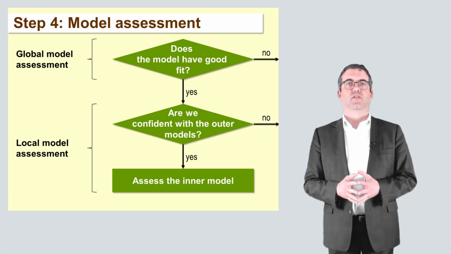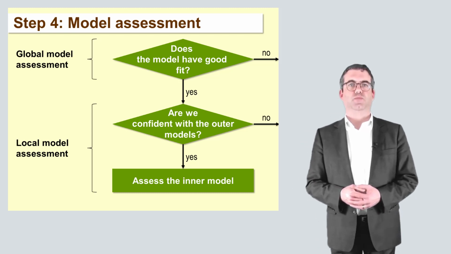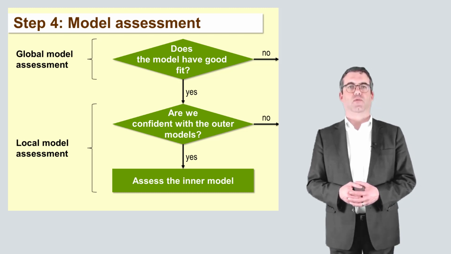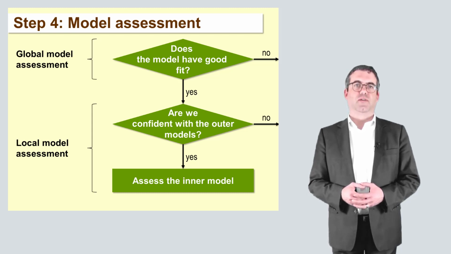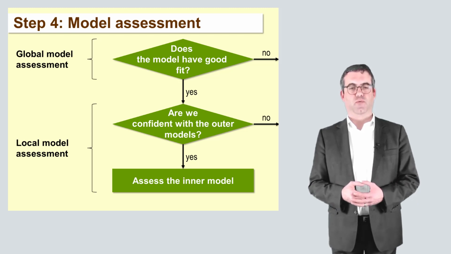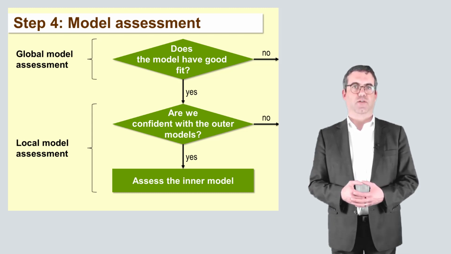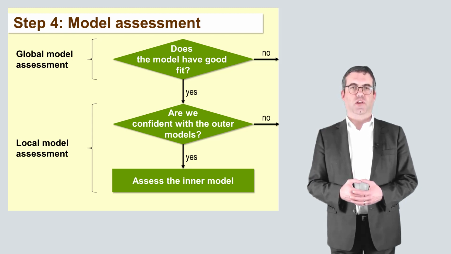The fourth step of structural equation modeling is model assessment. We can distinguish between two parts. Firstly, the global model assessment, and secondly, the local model assessment. Global model assessment should be performed first. We look at the issue whether the model is a good representation of the world. If it's not, then we should not make use of the model and we should not interpret it, rather we should stop there. Only if the model has an acceptable fit, then we should continue and assess the model locally.